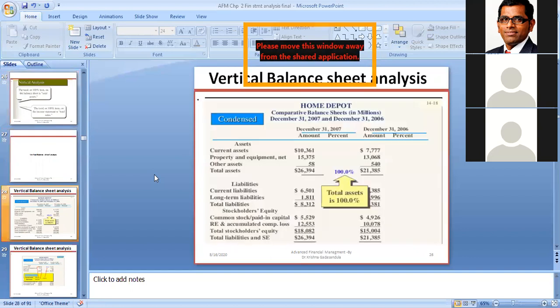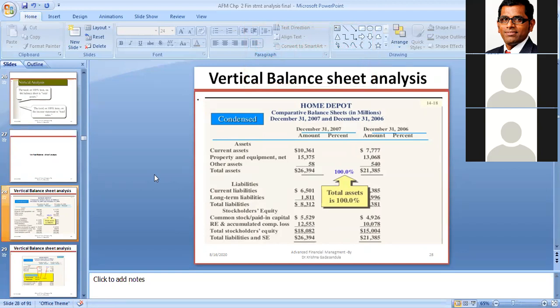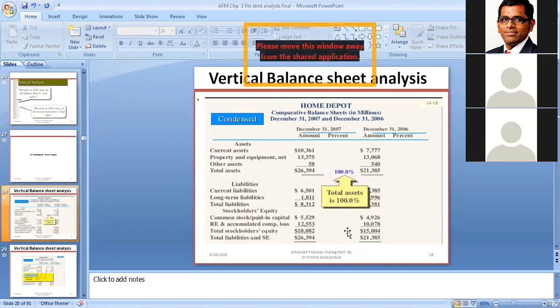Vertical analysis of the balance sheet. Previously we did a horizontal analysis, where we took the previous year, the change amount, and calculated the percentage on the previous year. But here in vertical analysis, we are taking the total as the base for the percentage. Vertical means top to bottom, bottom to top. That's why we call it vertical analysis. Horizontal analysis we have done like this, and vertical analysis we are doing like this.